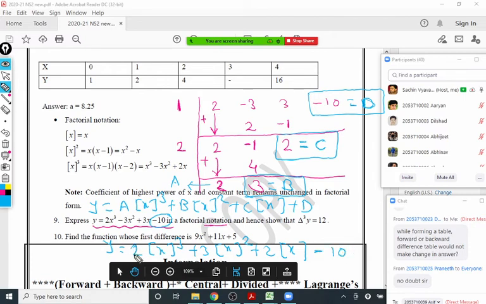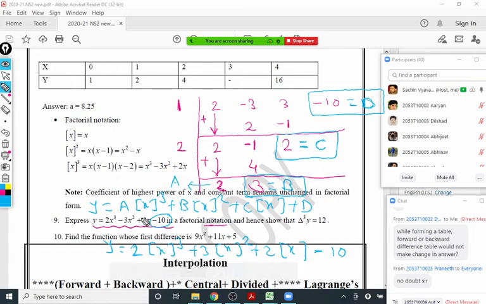Now if someone has the doubt whether this factorial form and that are the same, what you can do is replace factorial x by x only, replace this by x into x minus 1, and replace this by x into x minus 1 into x minus 2 and simplify. You will come to know you will get the same polynomial there. So this way we write the given function in a factorial form.